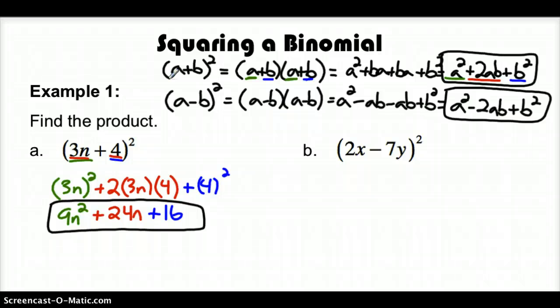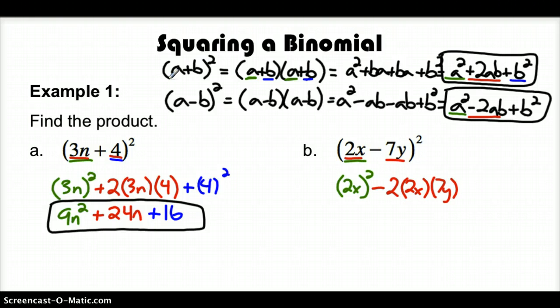Okay, and so our a term, remember, I'll just kind of underline in green here, so that's 2x. So I'm going to go ahead and take this 2x and square it. After that, I'm going to look at my minus 2ab part here, so I'll go ahead and write minus 2 times our a term, which was 2x, times our b term here, which is positive 7y. Okay, and then we'll finally look at our plus b squared portion. So I'm going to write plus 7y squared.